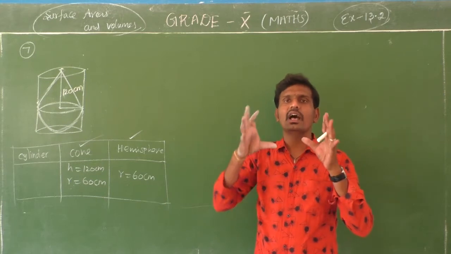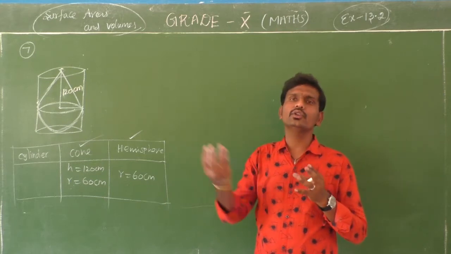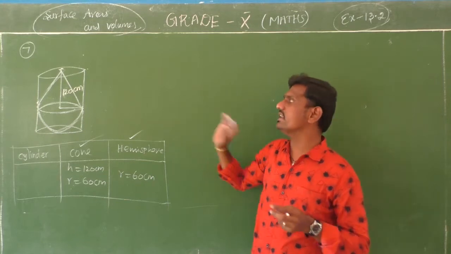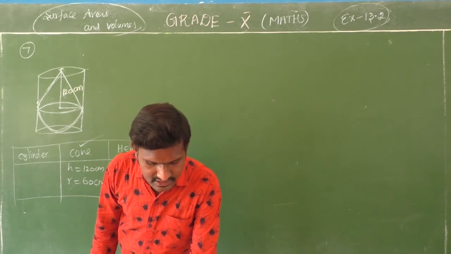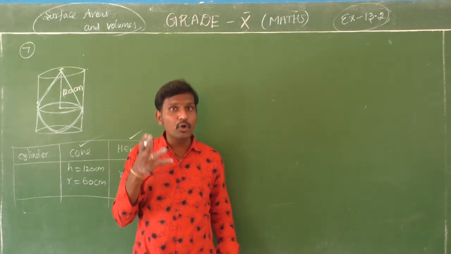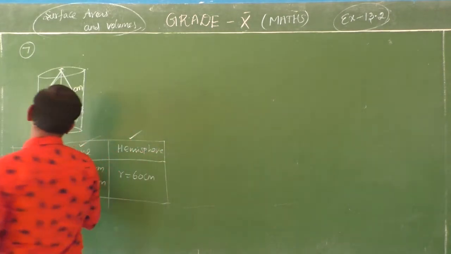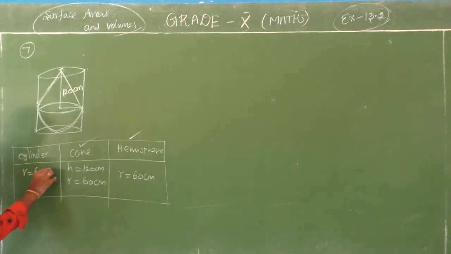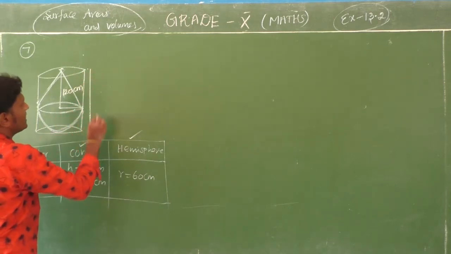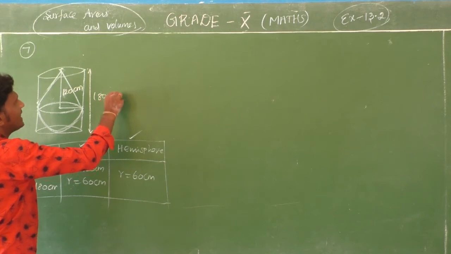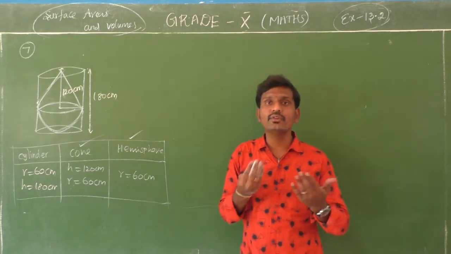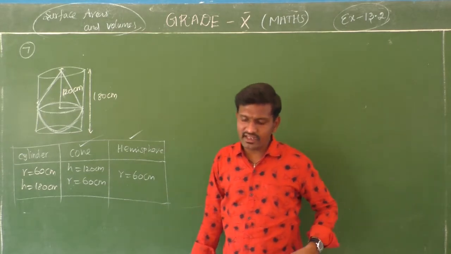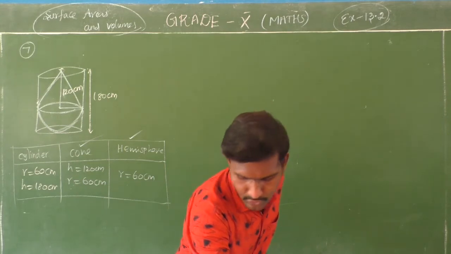So this vessel is going to be put inside that cylinder. It has a radius of how much? 60 centimeter and touches the bottom. It has a height of 120. So radius equals 60 centimeter and height equals 180 centimeter. So 180 centimeter is the total height of the cylinder. Now how much of the water level is left in that cylinder? So that only we are going to find.